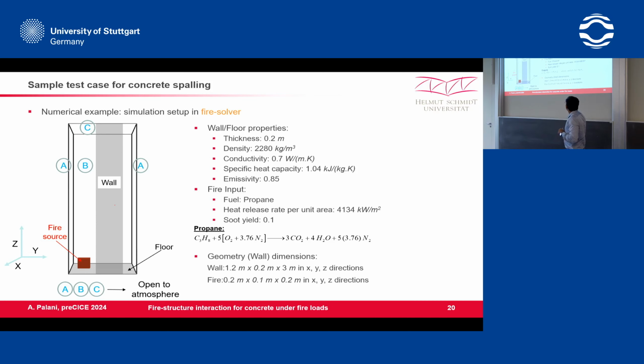Again we use propane, and we use here a higher heat release rate per unit area. It's because we are testing, so we just want to give it a higher value so that we get the results faster and maybe even better visualization. Here I also added the chemical reaction that is happening for propane combined with air, and then you see the byproducts and the heat release rate.